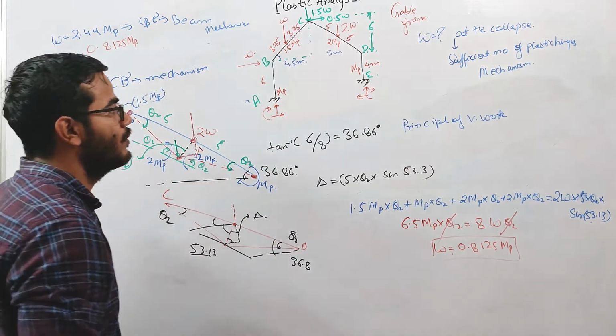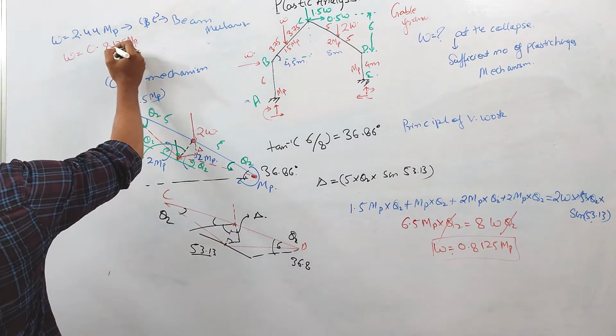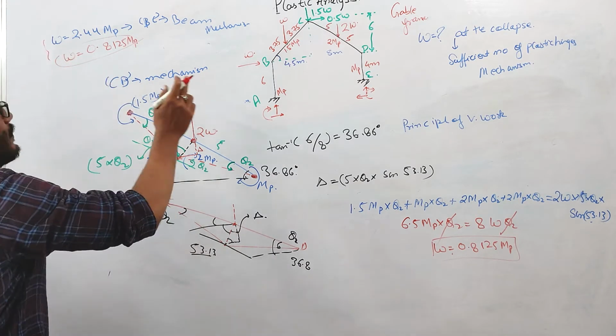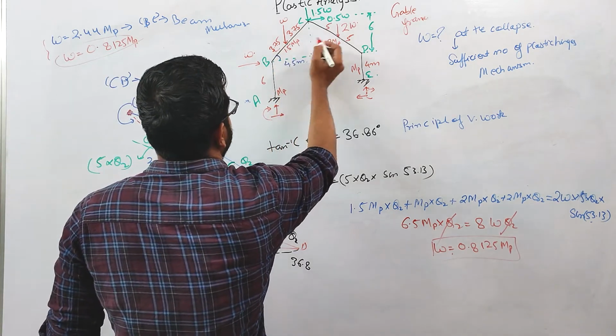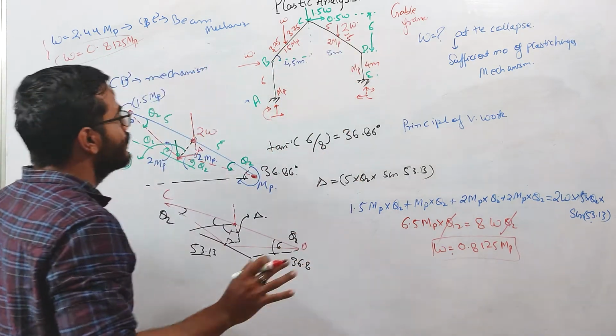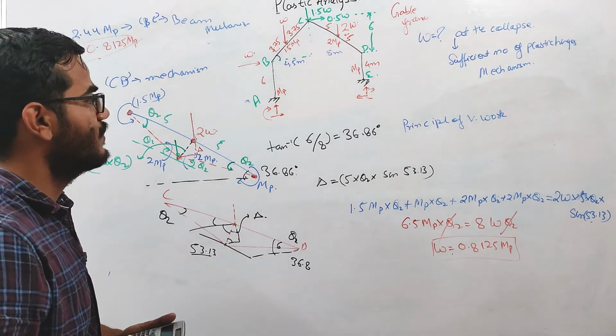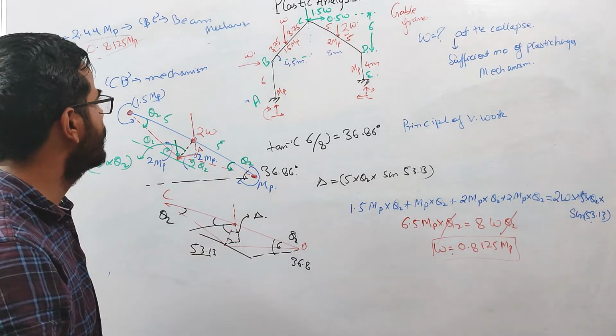If there are two options, out of these two options, this is our design load. If there are only two options, one beam mechanism this and one beam mechanism in this, out of these two, this will be critical. Okay. I hope there is no problem in this.